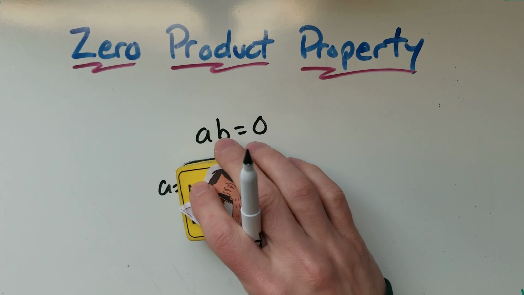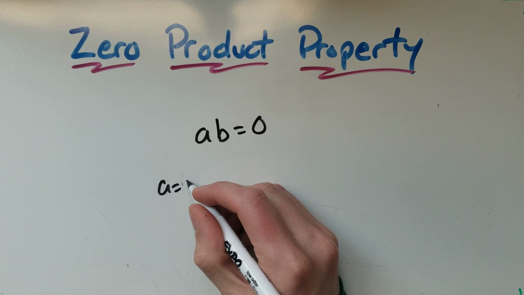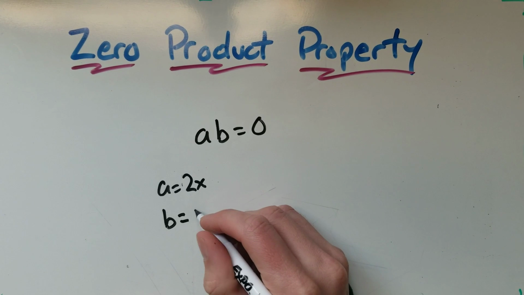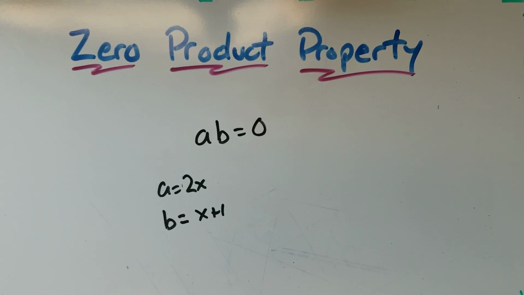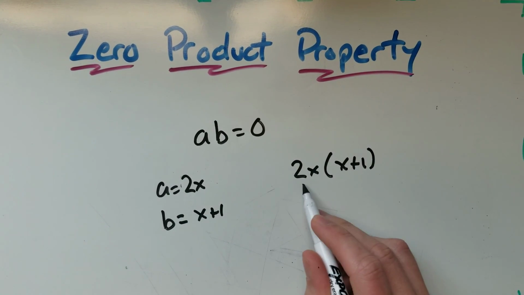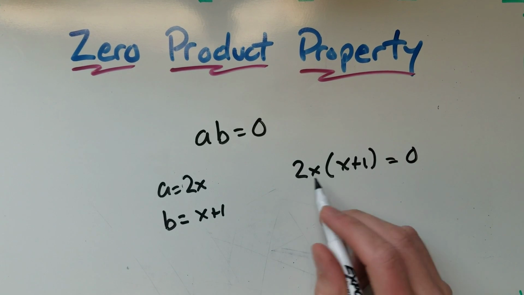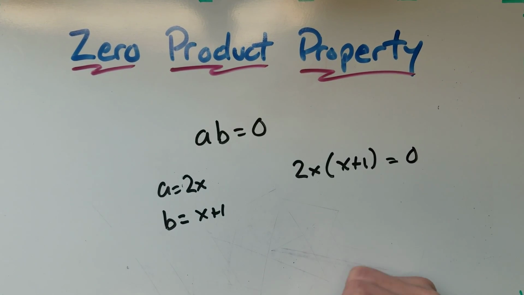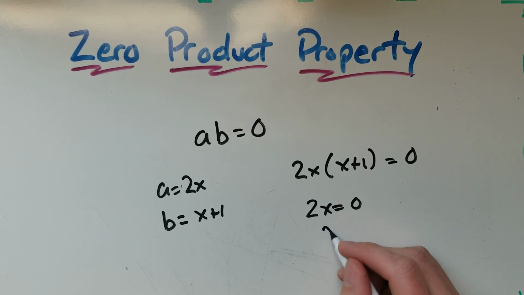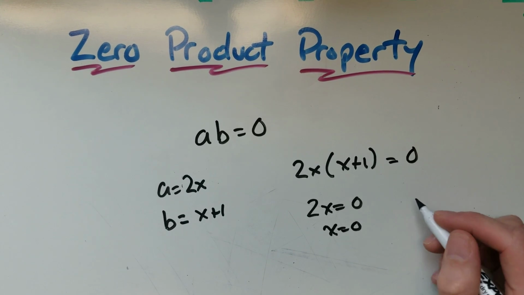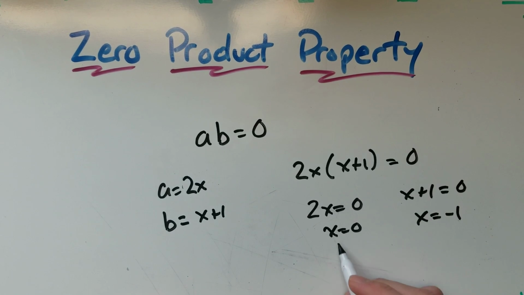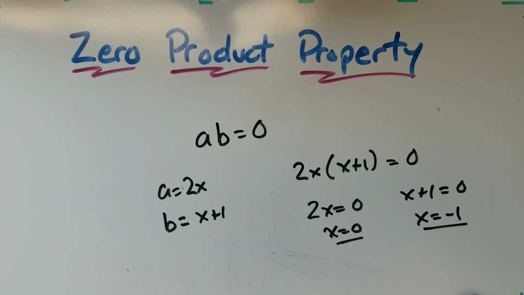What we're going to look into is maybe a is, instead of being a number, maybe it's an expression, 2x. And maybe b is, instead of a number, maybe it's an expression, x plus 1. So we might see something like this. A is 2x, b is x plus 1. You're multiplying these two polynomials together and it equals 0. Well, then one of these two has to be 0. So either 2x equals 0, which means x could equal 0, or x plus 1 equals 0, which means x would equal -1. So these are going to be the two solutions to the equation.